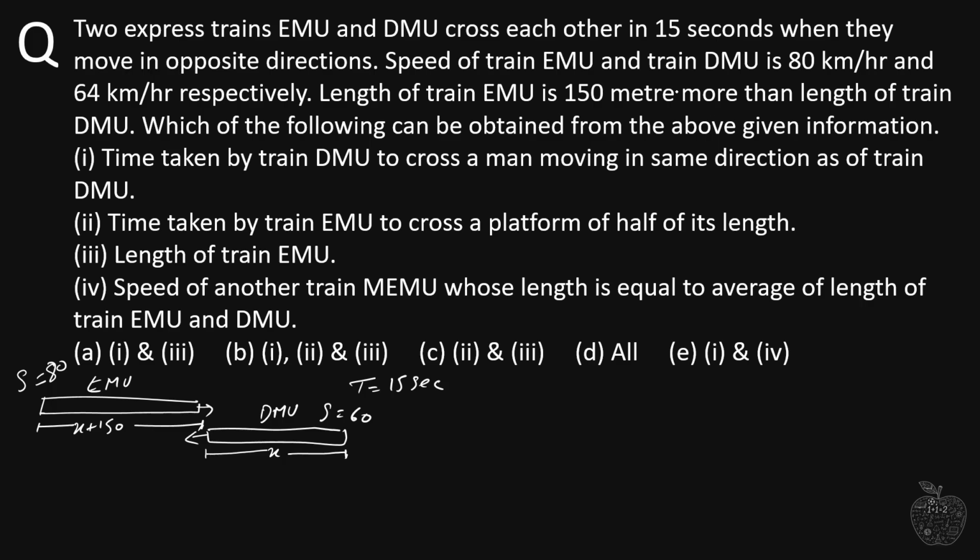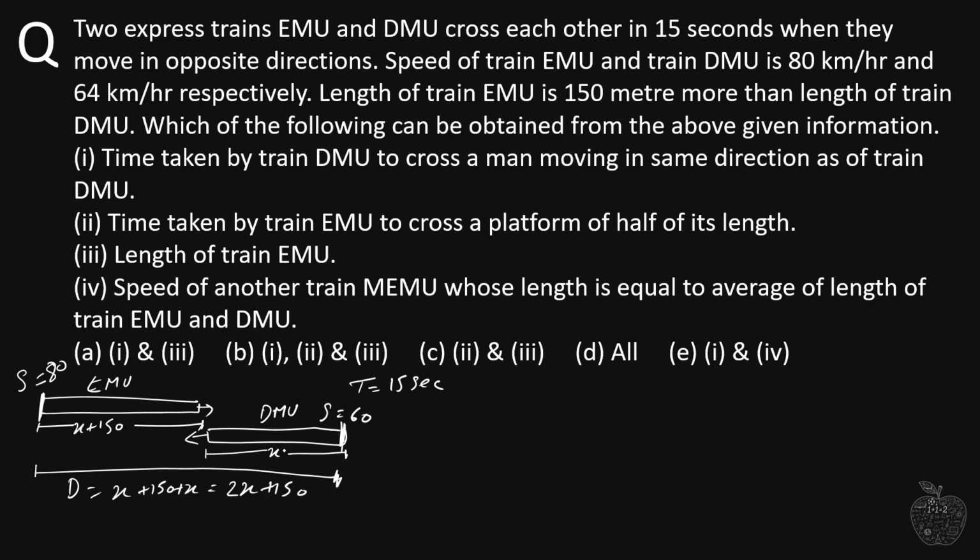Now the question is asking us which of the following can be calculated, so we have to find out if we can calculate these 4 points. So let's first focus on the given information. It is said that both the trains cross each other. But when can we say that both the trains cross each other? When the end part of the first train crosses the end part of the second train, only then can we say they have crossed each other. So our total distance becomes the length of this train plus the length of this train. So it will be x plus 150 plus x, or I can say 2x plus 150 meters.